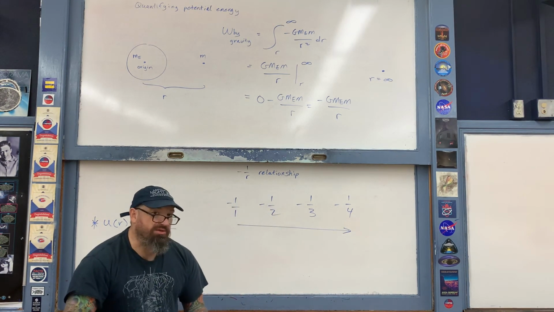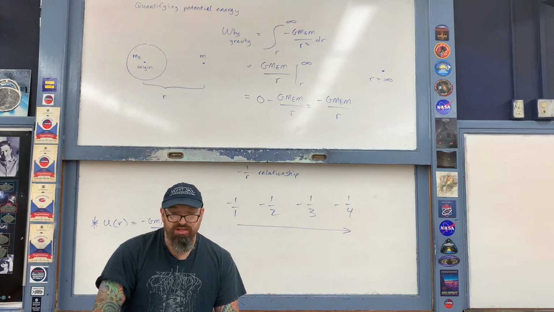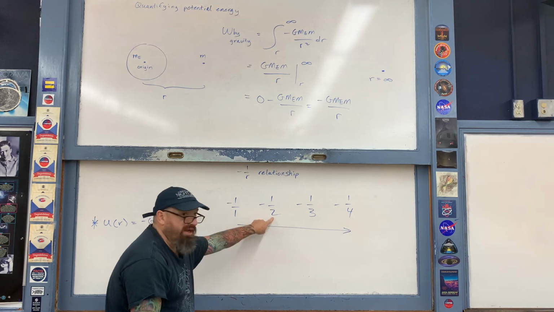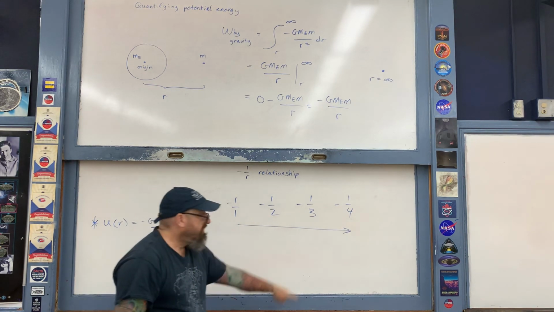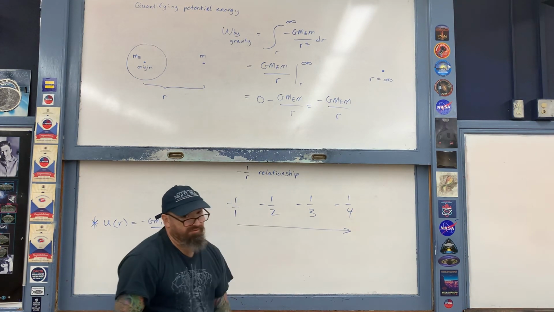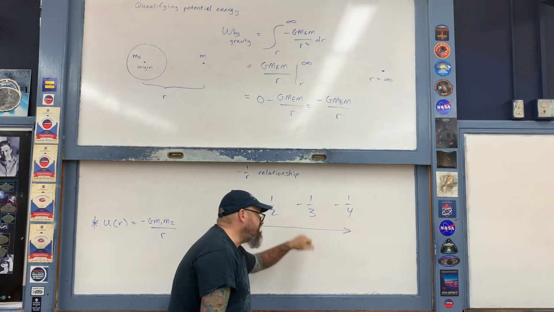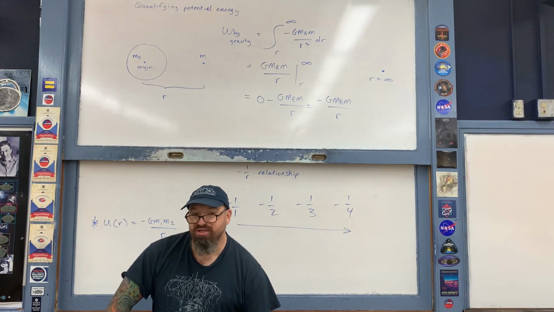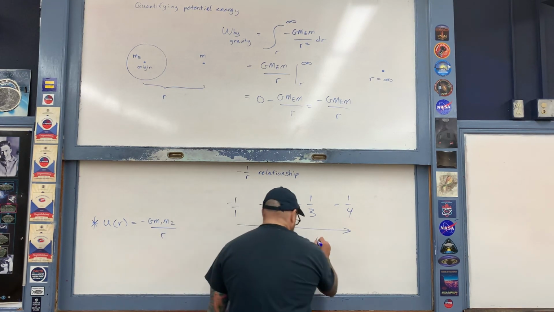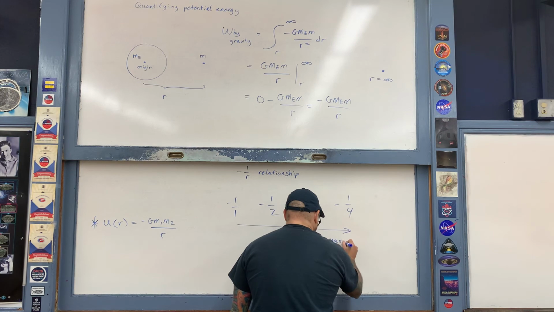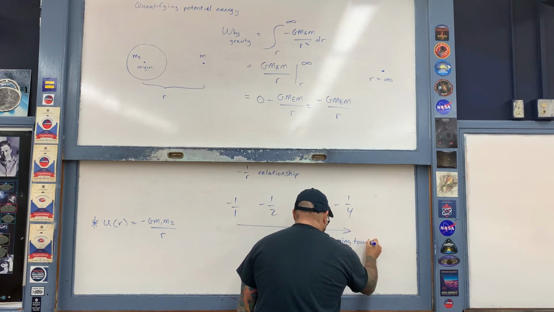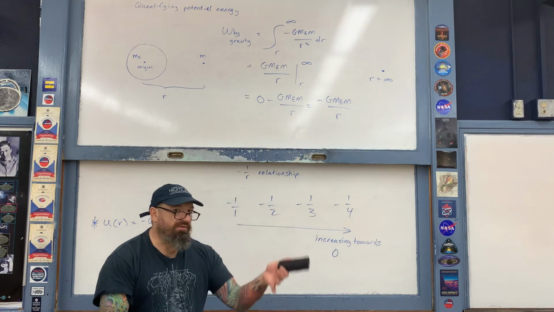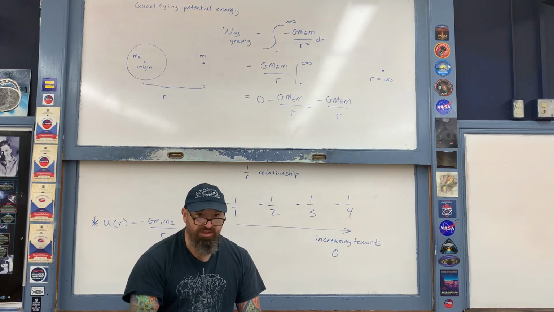As I go in this direction on this simple diagram, are these numbers decreasing or increasing? They're increasing. Negative 1/2 is bigger than negative 1. Negative 1/3 is bigger than negative 1/2. Negative 1/4 is bigger than negative 1/3. What are these numbers increasing towards? They're increasing towards 0. So yes, as you lift an object higher and higher, the potential energy increases.